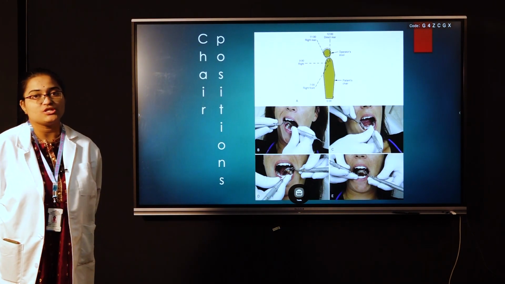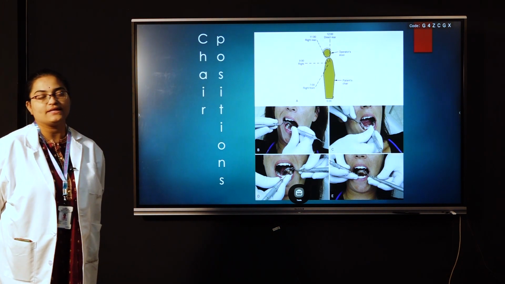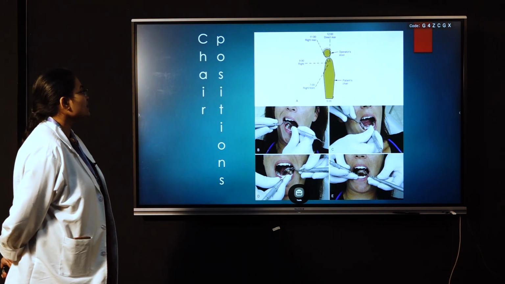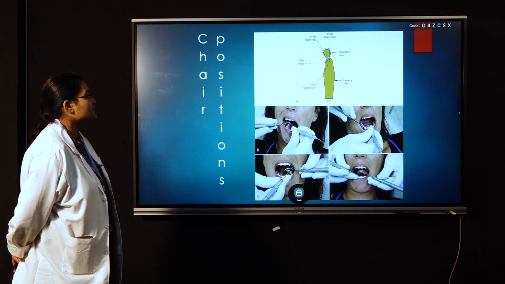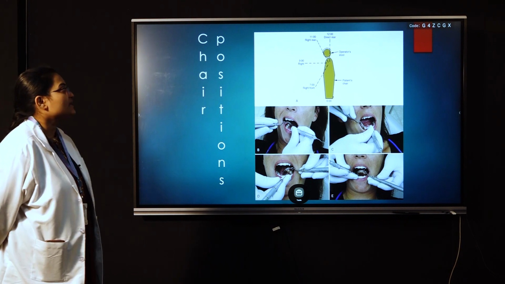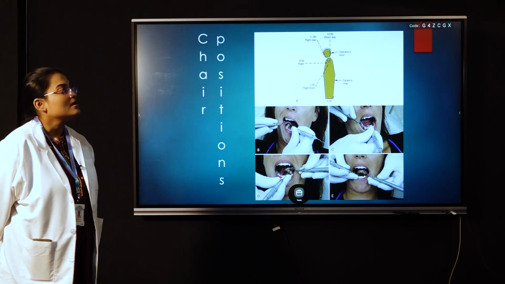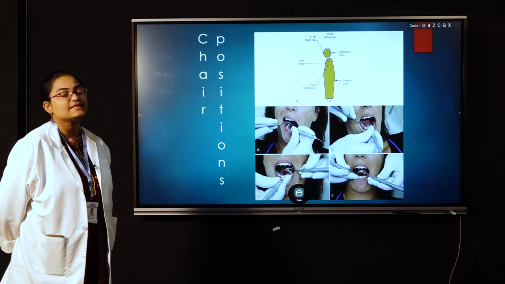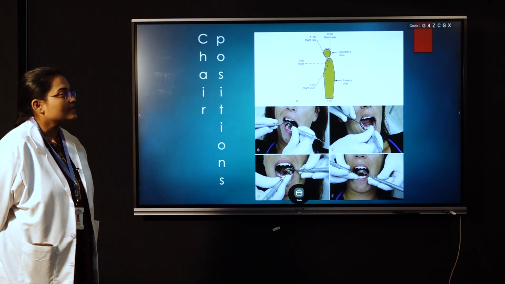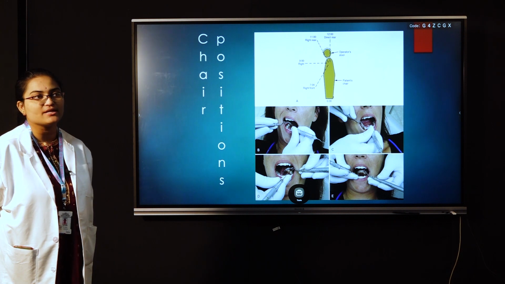Coming to the chair positions, there are several chair positions different for right-handed dentistry and left-handed dentistry. Here, as you can see in the right-handed dentistry, there are 4 primarily used positions: the 12 o'clock position, 11 o'clock position, 9 o'clock position and 7 o'clock position. The 12 o'clock position is called the direct rear position. This position is used commonly for both right-handed dentistry and left-handed dentistry.